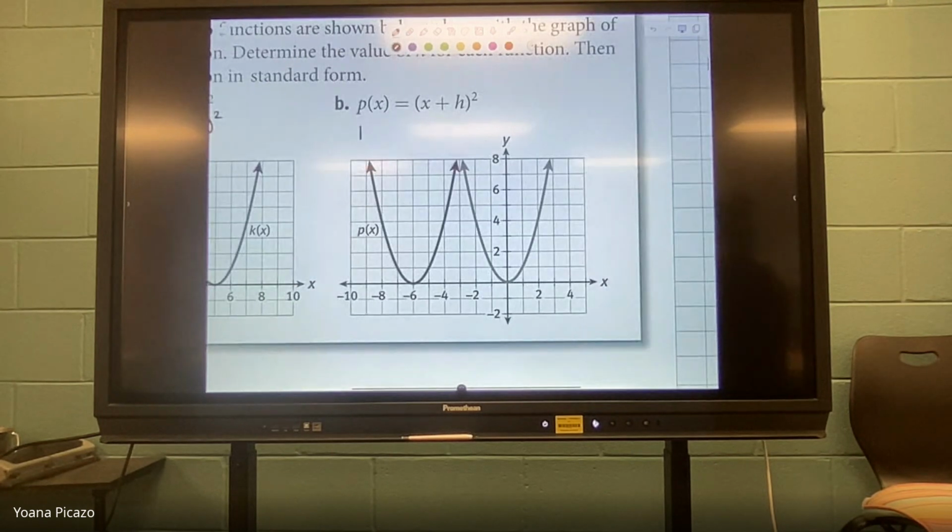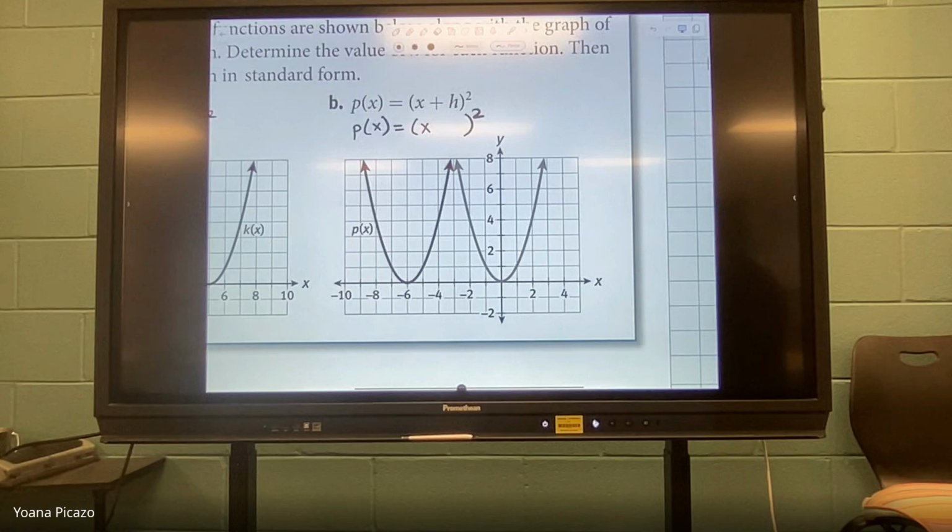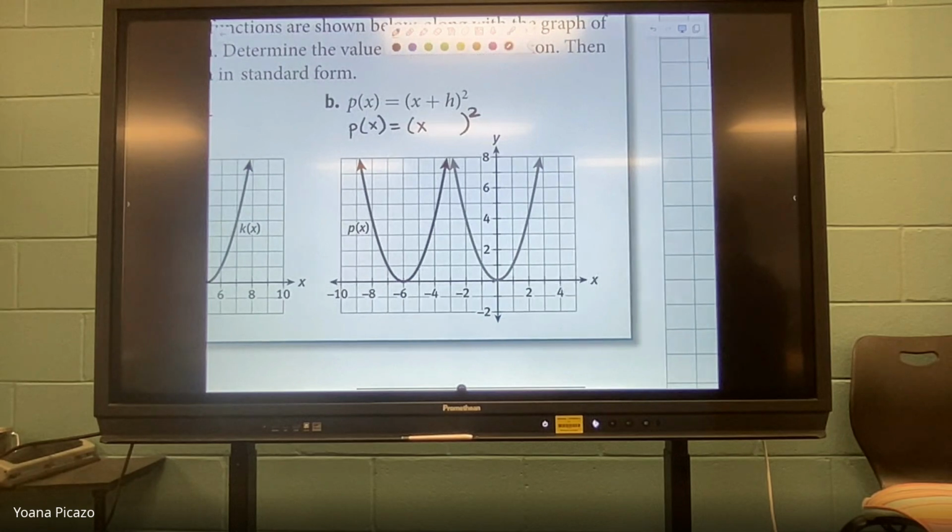Here we are, similar. This is now P of x. This shift is to the left 6 units. So what is going to go in that parentheses up there? There we go. Any questions on this?